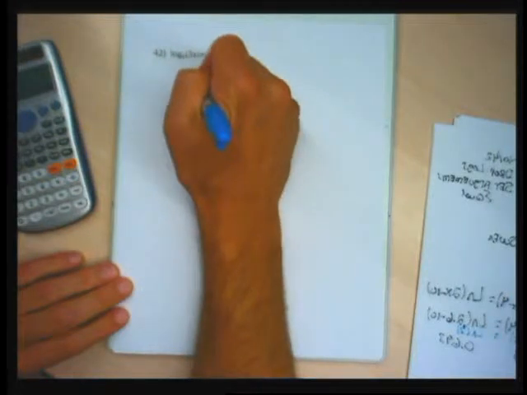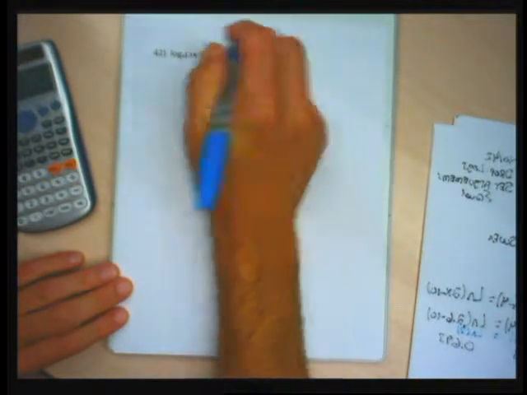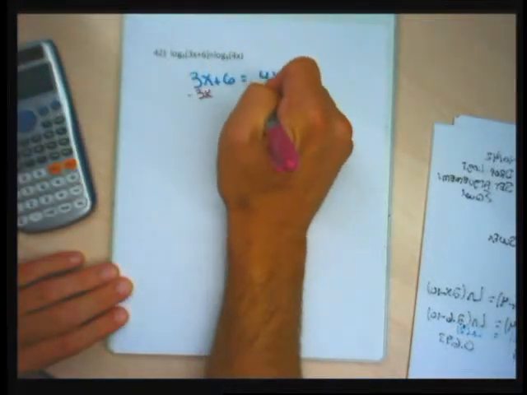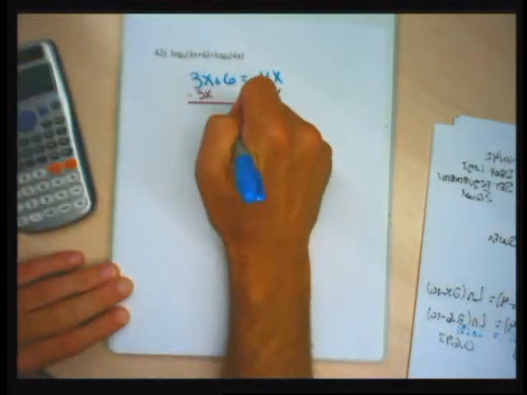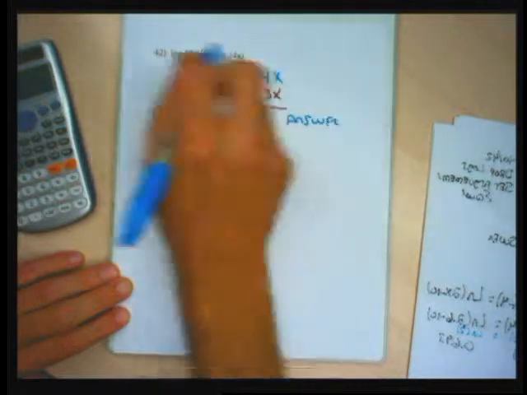So for 42, it's just like 40. I set 3x plus 6 equal to 4x. Solve for x by minusing 3x from both sides. I get 6 equal to x for my answer. Again, I should check.